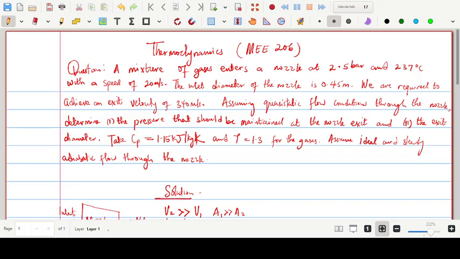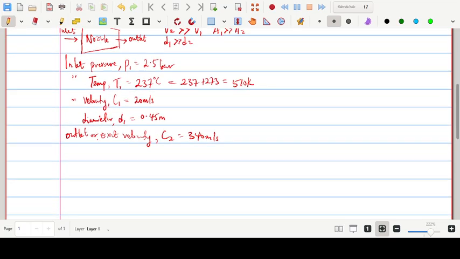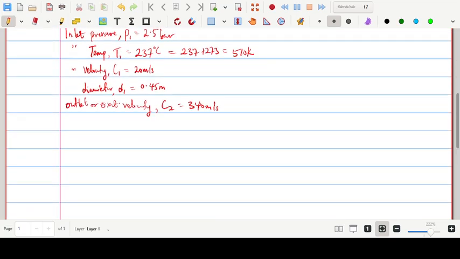Now we are asked to calculate the pressure that should be maintained at the nozzle exit, that's P2, and the exit diameter, that is D2. So we are looking for the exit pressure, which we call P2, and the exit diameter, which we call D2, is also unknown.